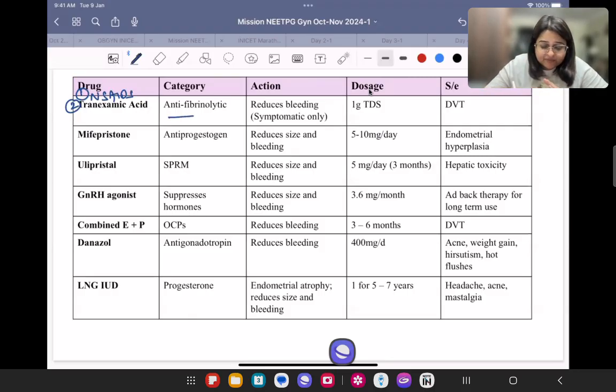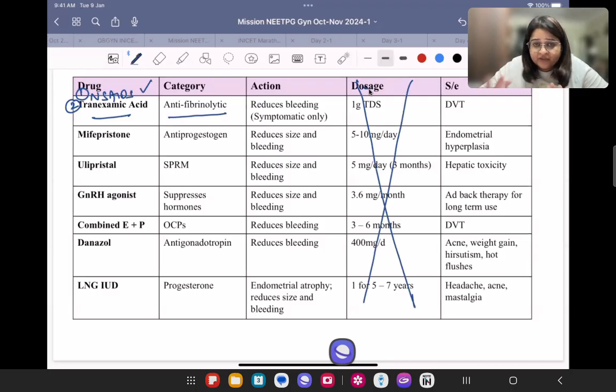which is an antifibrinolytic. So the initial drug of choice in fibroids, especially if the complaint is heavy bleeding or dysmenorrhea, is usually NSAIDs. Okay? And to this, we can add tranexamic acid. Remember, the dosage is not important for anyone. Don't remember the doses at all. Just remember what I am telling you.